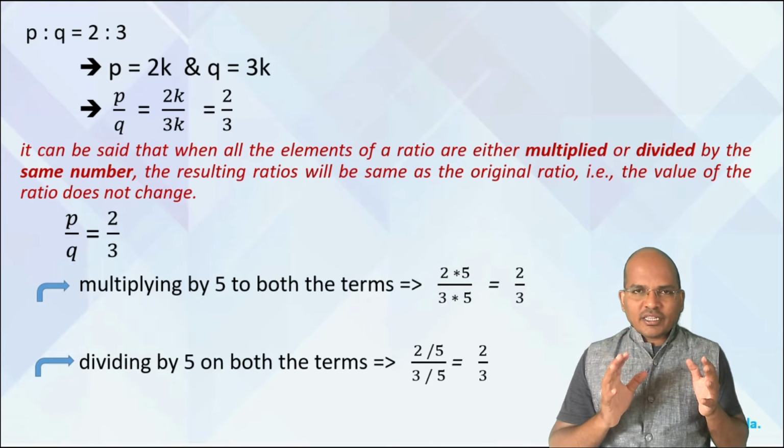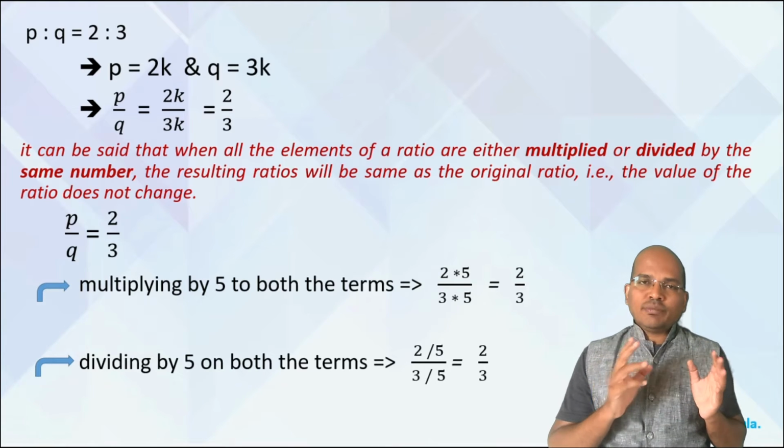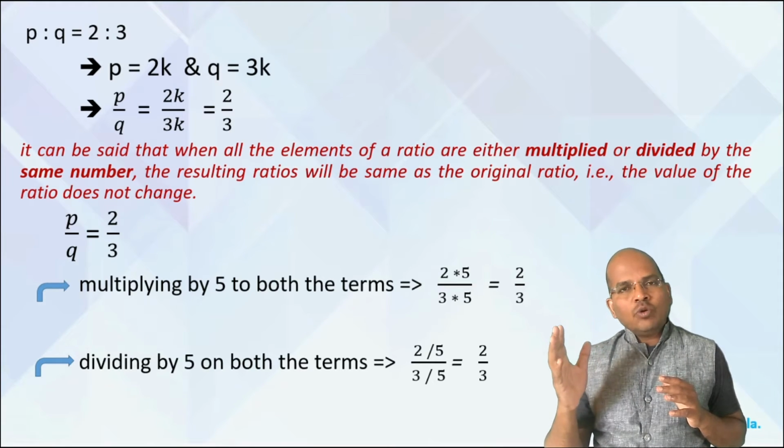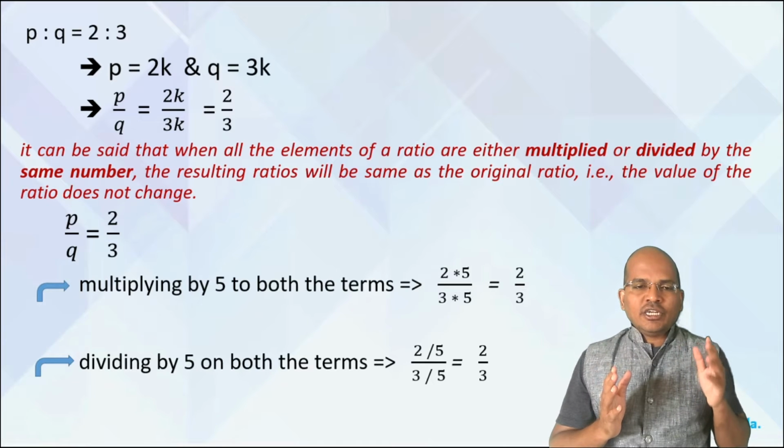So it is clear that if every term in the ratio is multiplied or divided by the same term, then the final resulting ratio value will be same as the initial ratio value. Is that fine? So moving ahead.